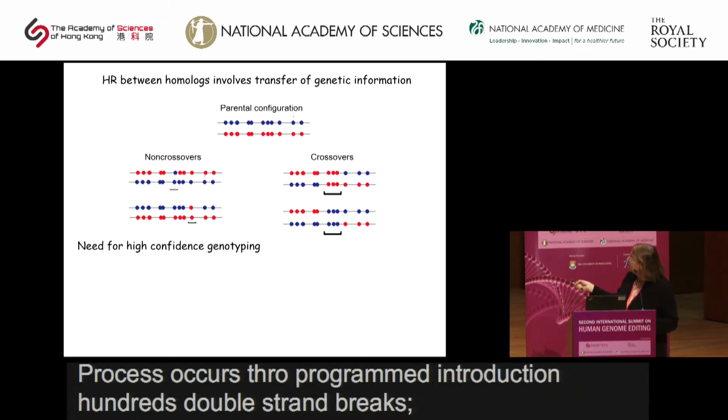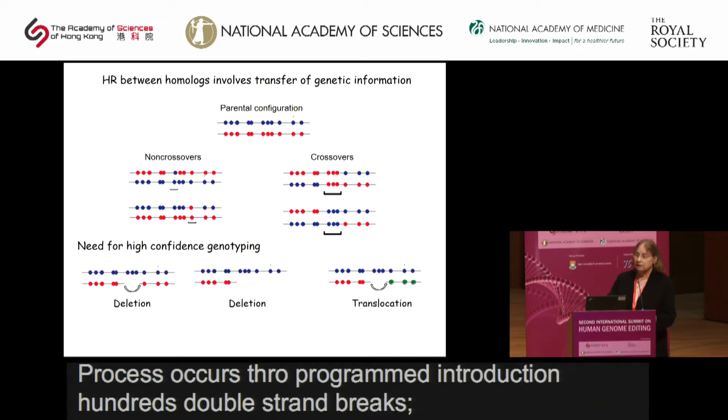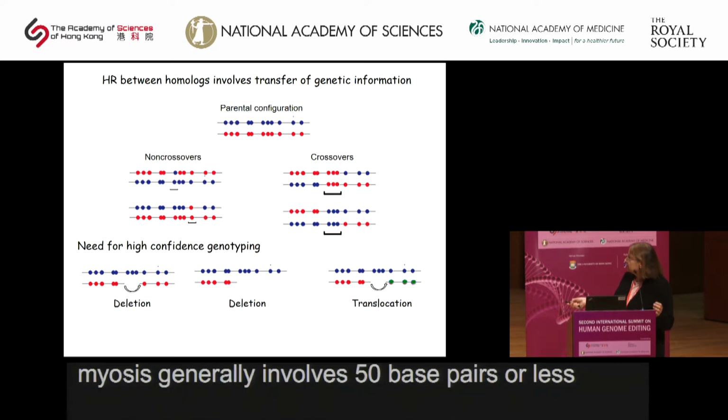heterozygosity, and usually crossovers have a larger gene conversion tract than non-crossovers, which in meiosis generally involves 50 base pairs or less. And so again, there needs to be very high confidence in any genotyping that's done in embryos to rule out deletions within a chromosome or loss of chromosome arms, as Kathy just showed, or even grosser events like translocations. Okay, thank you.